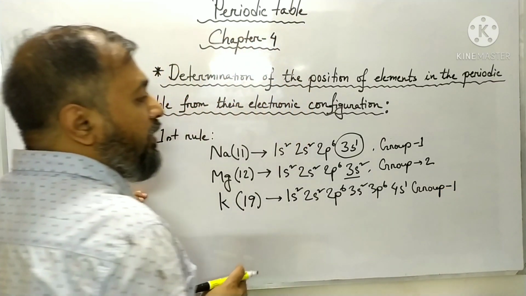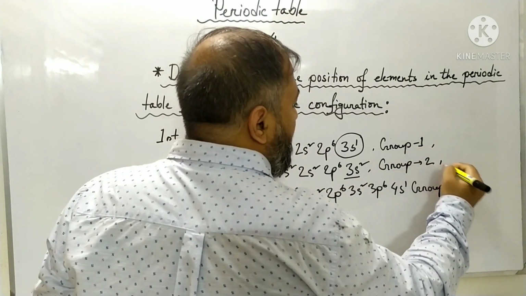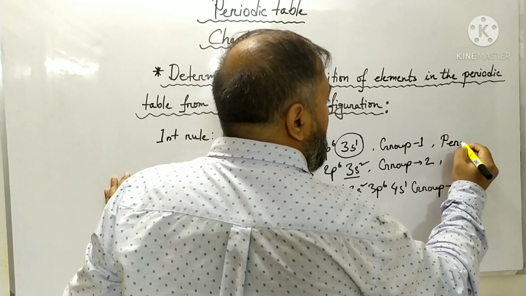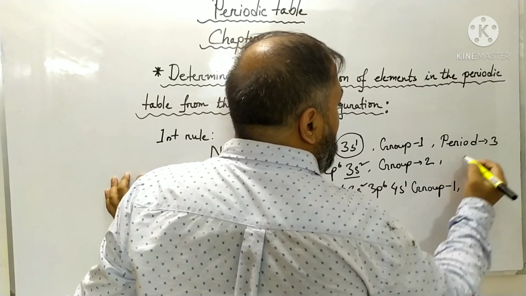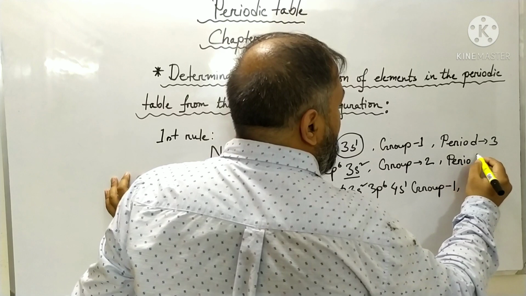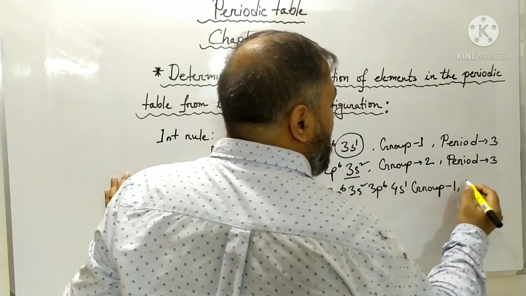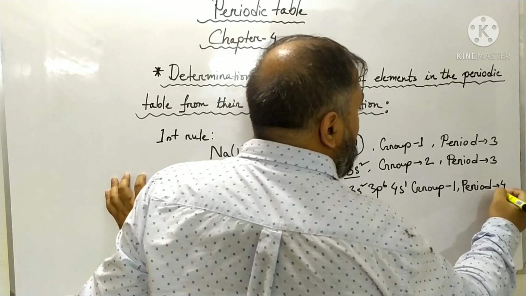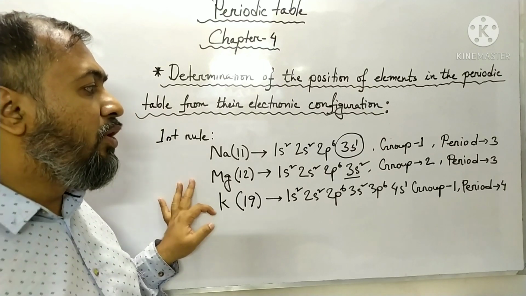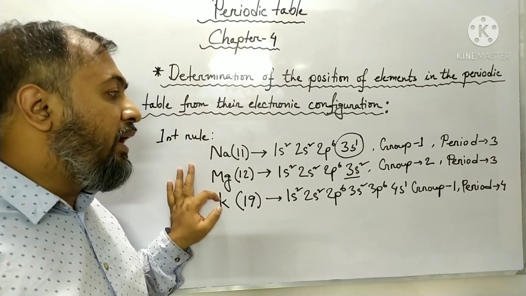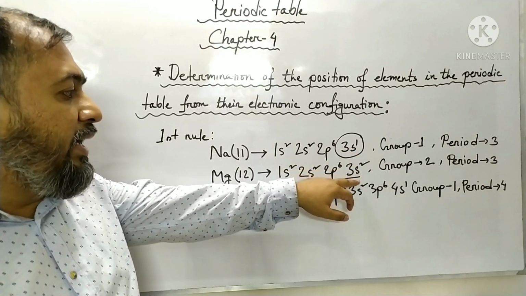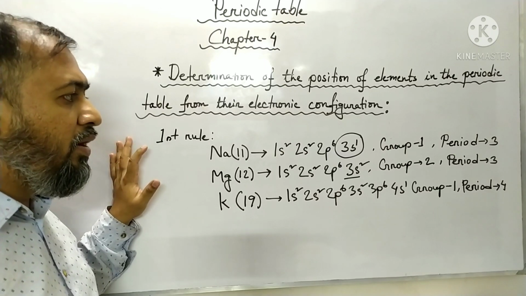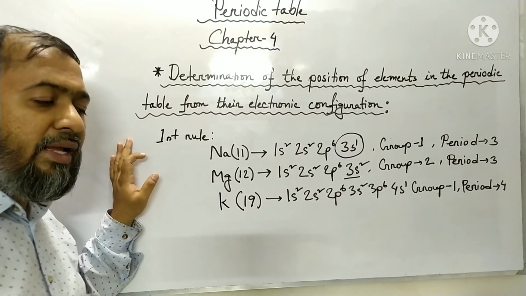Now come to the period number. As the electrons enter the third energy shell, the period number will be 3. In the first two, the period number will be 3, and in the last one, the period number will be 4. So this is how we can find out the position of elements where the electron enters the s orbital, or s is the last orbital of that element. This is the first rule.